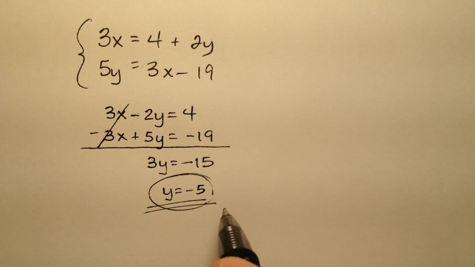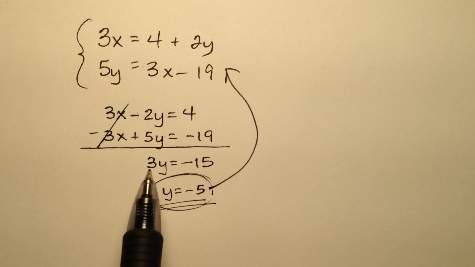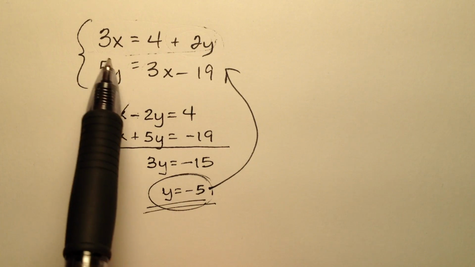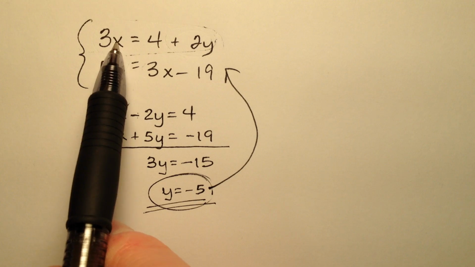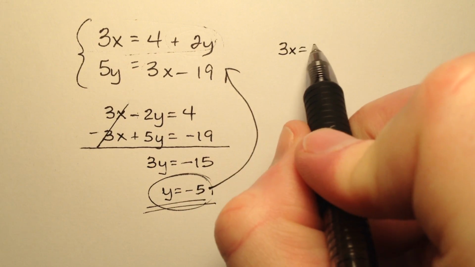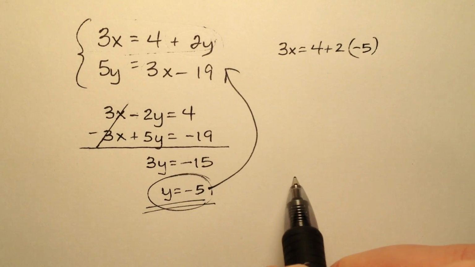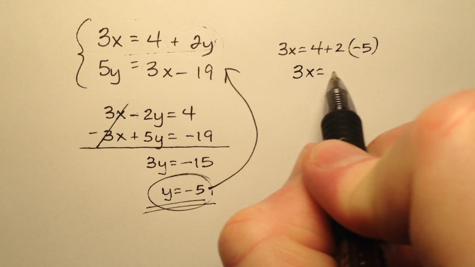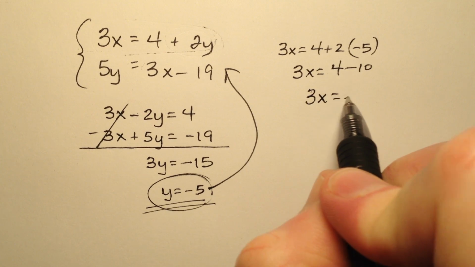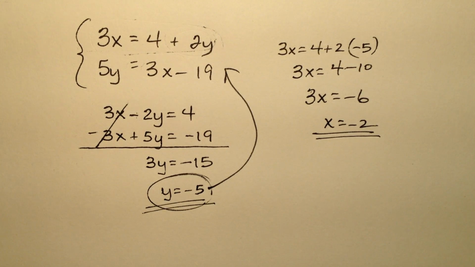So at this point now, I can take that value that I know is for y and just plug it into one of these original equations. I'm going to go ahead and plug it back into the top equation because we're solving for x, and x is almost by itself here. So this is 3x equals 4 plus 2y, and y is negative 5. So 3x equals 4 minus 10. 3x equals negative 6. So my value for x is negative 2.